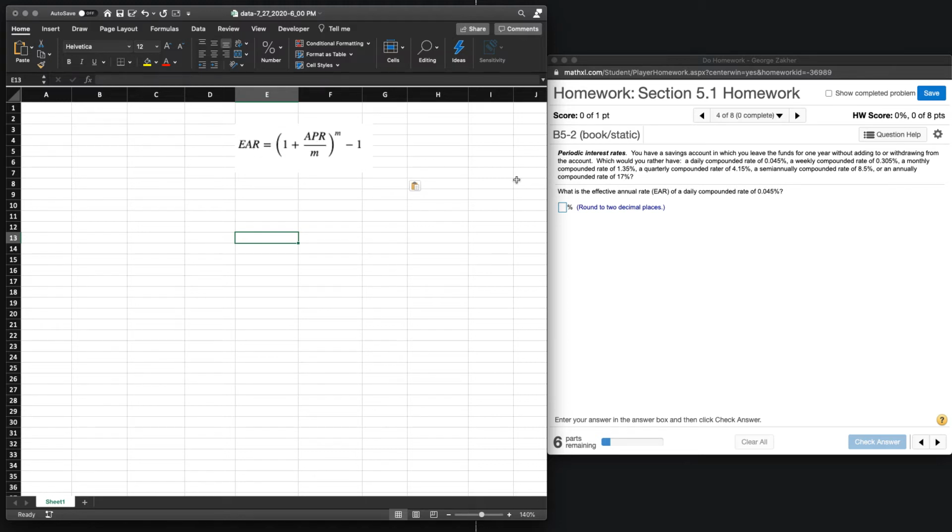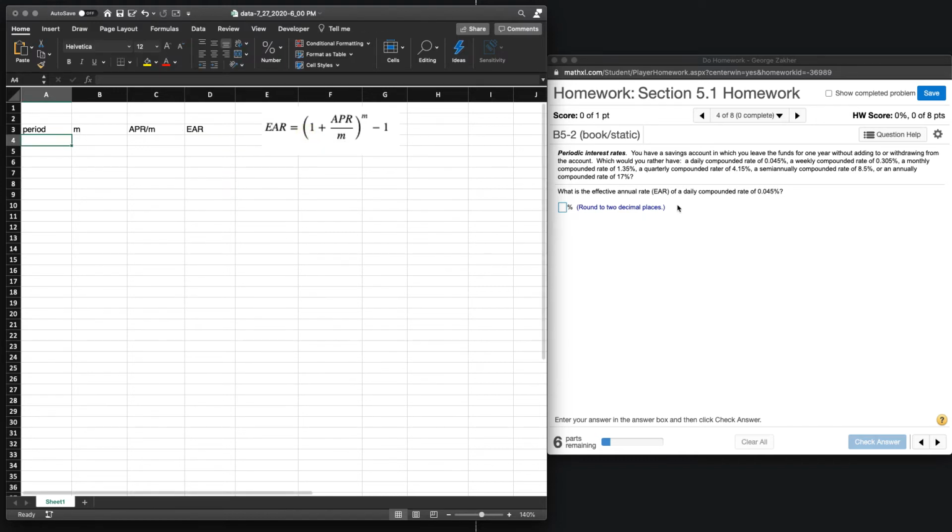So before we punch anything in here, let's start by creating a little bit of a table here. So first thing we want to know is what period, okay? These are periodic interest rates, so we want to know what period we're dealing with. We want to figure out what is the number of compounding periods per year. What is our APR over M? So again, that's our periodic interest rate. And once we know those, we'll plug it into our formula, we can figure out our ERA. All right? So let's start with the first question.